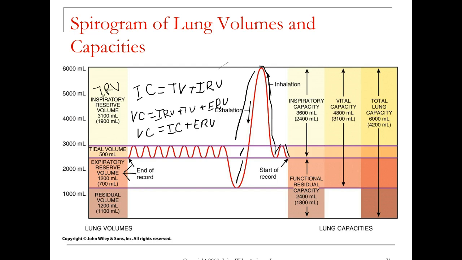Now that's obviously not all the air that you have in your lungs. There's also this reserve volume that can only be indirectly measured.